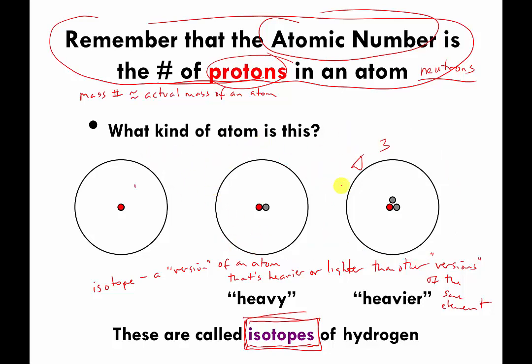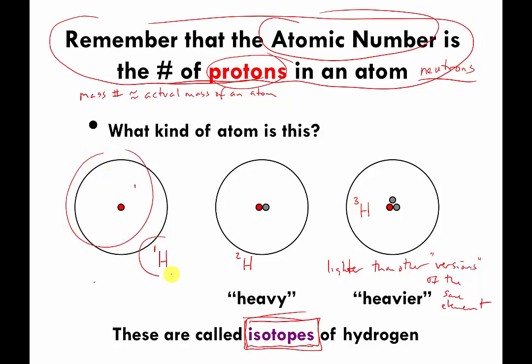And the way that we distinguish between them, if we don't want to draw these fancy cartoons, is we basically write their mass number. We write the symbol and we write the mass number. The middle one is H with a 2 in the upper left, and the right one is H with a 3 in the upper left. So instead of drawing this cartoon, I can draw H with a 1 in the upper left. If I do that, I am basically saying, hey, look, I am only talking about hydrogens that look like this one, only hydrogens that have one proton, no neutrons.